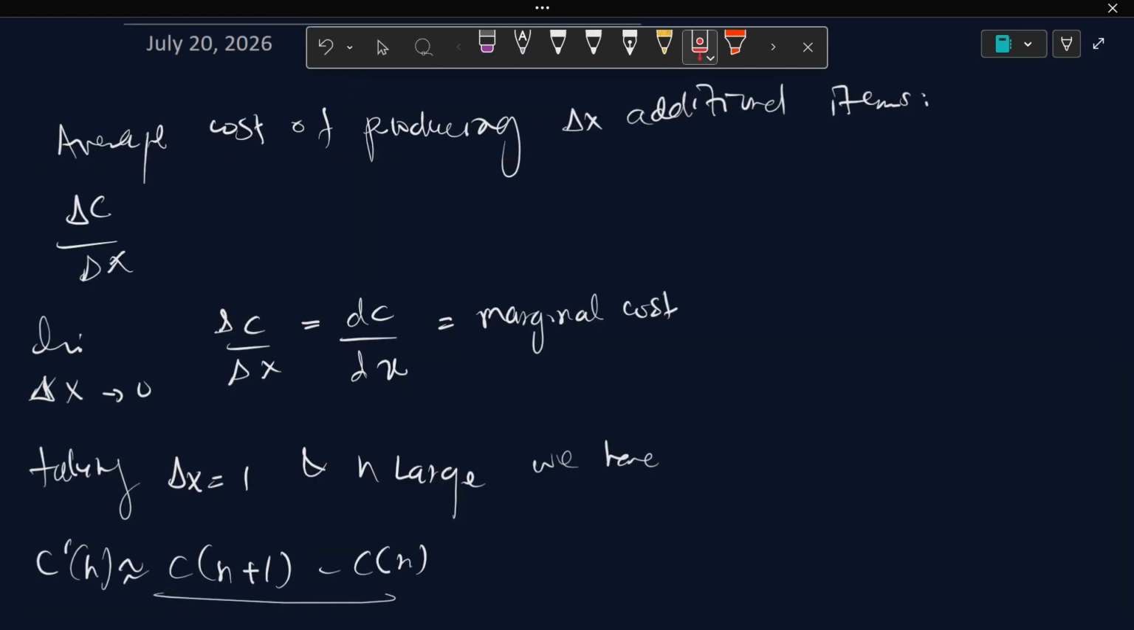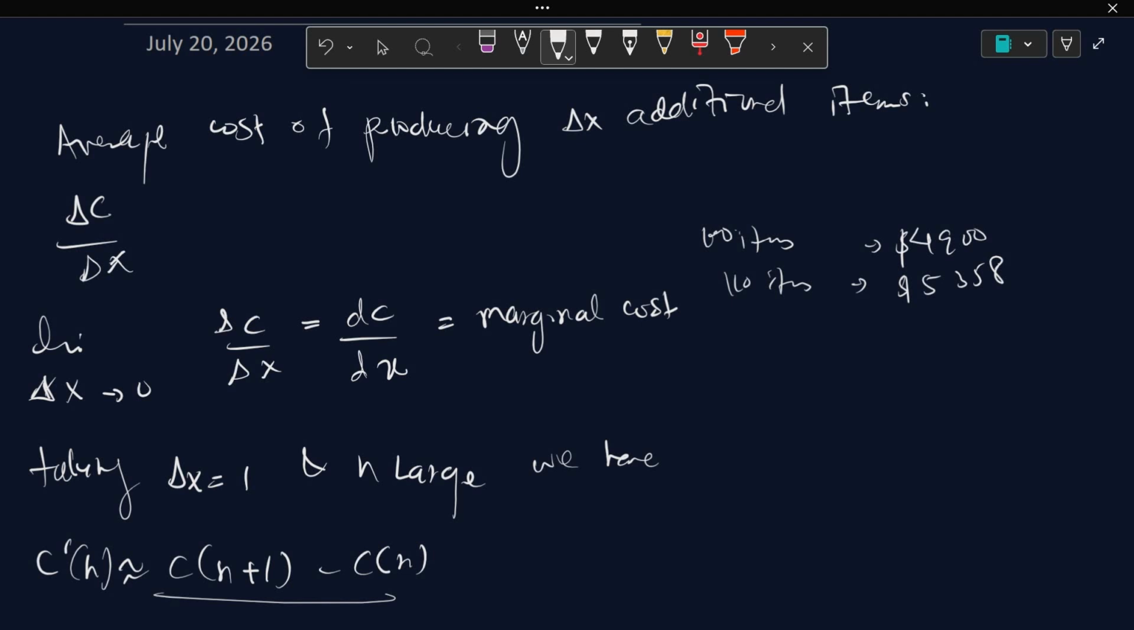Suppose a company increases production from X items to X plus delta X items. Delta X represents the change in the number of items, and the change in cost is represented by delta C. Let's say you're producing 100 items, which costs $4,900, and producing 101 items, which is one additional item, is going to cost you this much.